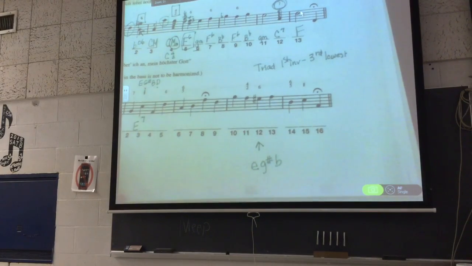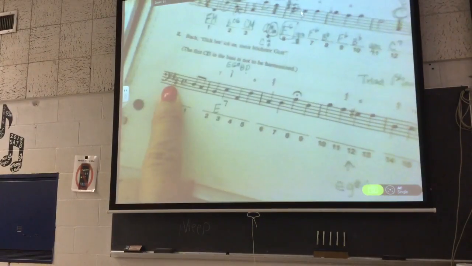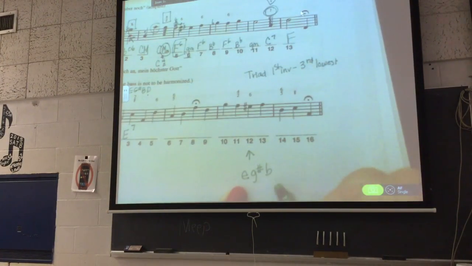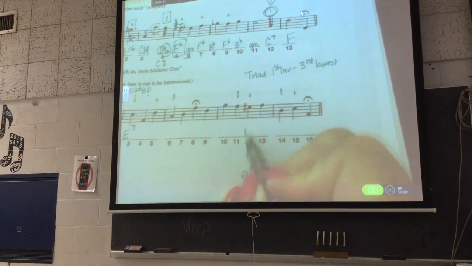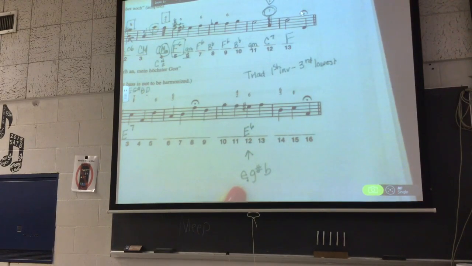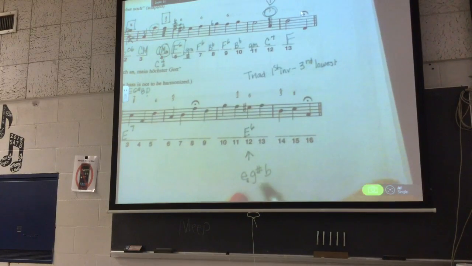I look back at my key signature, which has 2 sharps, F and C. That key signature does not affect any of these pitches. So I know that I have an E major triad in first inversion. So I'm going to put E6. And I knew it was E major because it's E, G sharp, B.